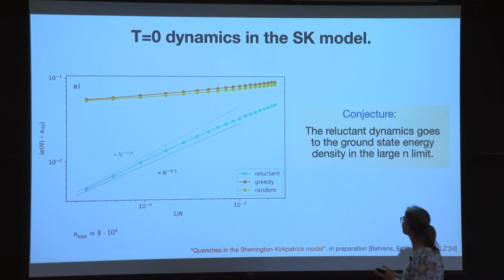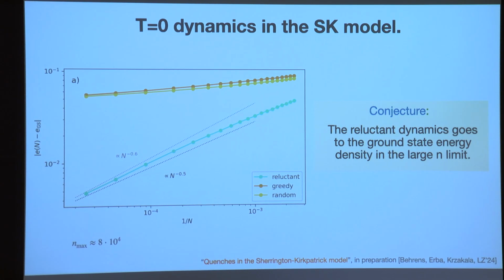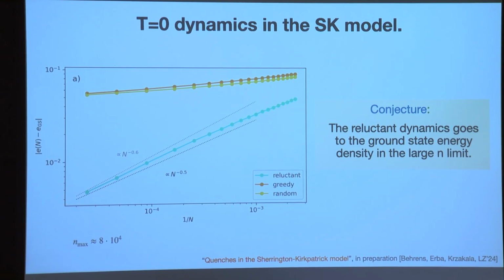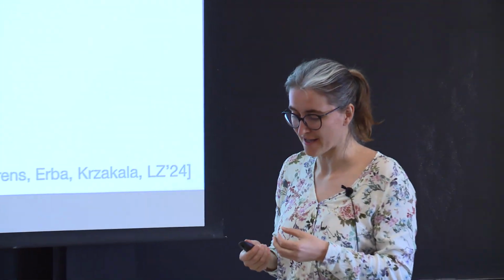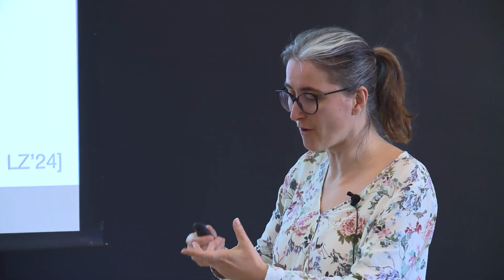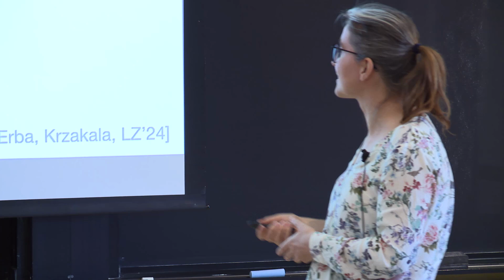So the conjecture is, based on the numerics, and it can be, of course, completely wrong, at some bigger size something else can happen, that this reluctant dynamics goes to the ground state density in the large n limit. Now, I discussed it with some of you these past days, and this is kind of curious, because if it is true, it means that somehow on the way, the dynamics must be picking up the fact that the ground state is described using this ultrametric structure of the full RSB solution and all that. How would that come up? I don't know.